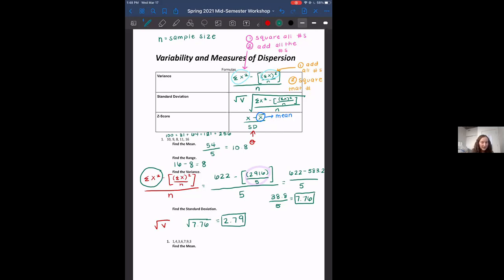All right, so now we're going to test your skills. So we're going to do another problem that's the exact same thing, but with different numbers, and all of them are going to be polls this time. So let's start with finding the mean. So go ahead and find the mean for this one.